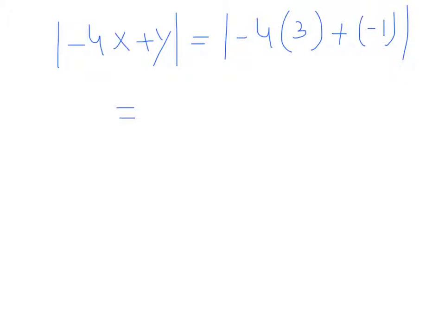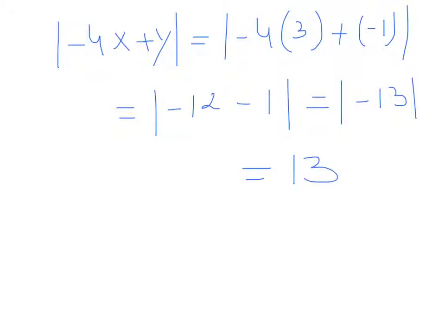Now, it would be a good idea to add parentheses when we have negative signs, so we can avoid the problem of addition and subtraction here. So -4 times 3 would be -12, minus 1, and -12 minus 1 would be -13. Again, as we discussed before, the absolute value represents the distance, how far -13 is from 0. If we count the number of units, the absolute value is a distance, so it's always positive. So it would be equal to 13, right?